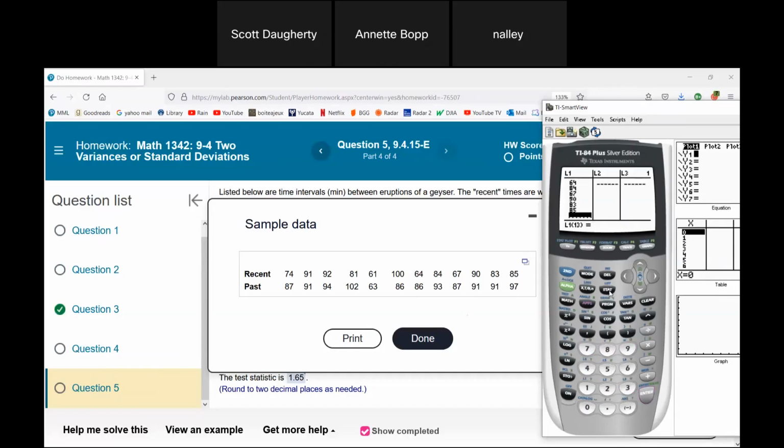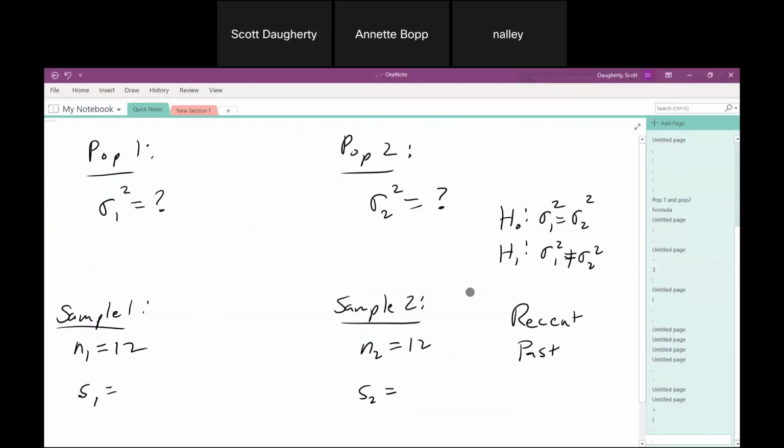And then after you do that, you go to one variable statistics. So you go to stat, calculate one variable statistics, and then it will tell you S sub X, right? Sample standard deviation for this is 12.158. So the recent is 12.158. That's the sample standard deviation for the recent. And then you got to look at the past.